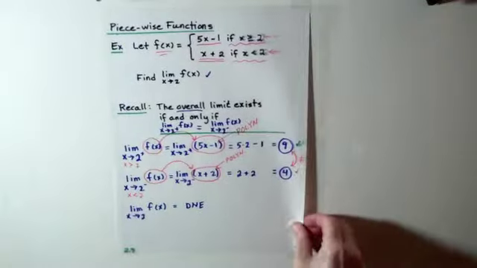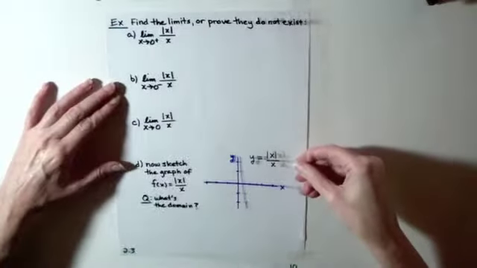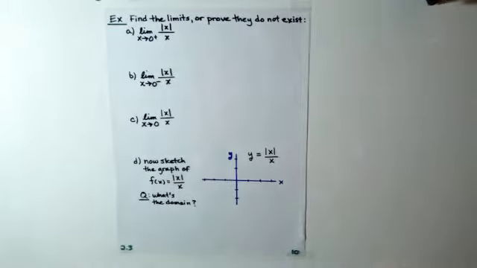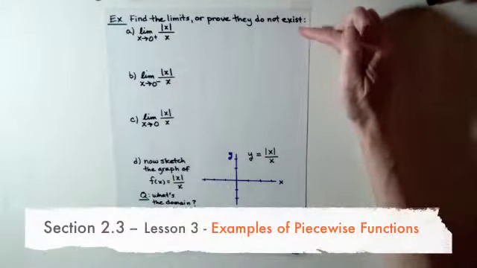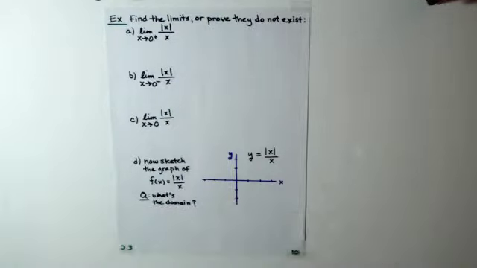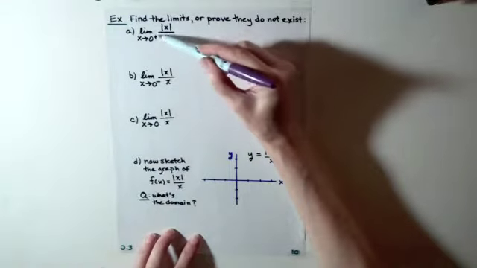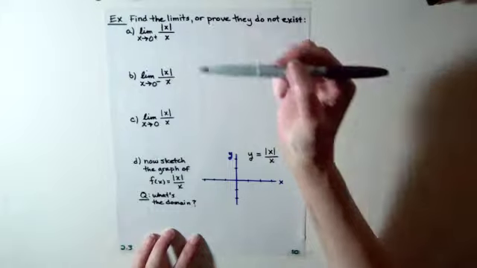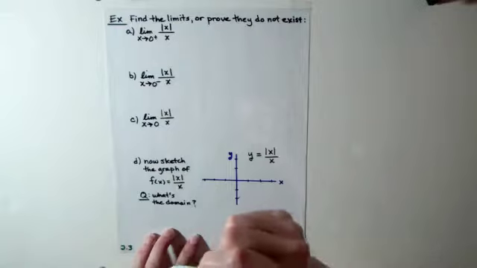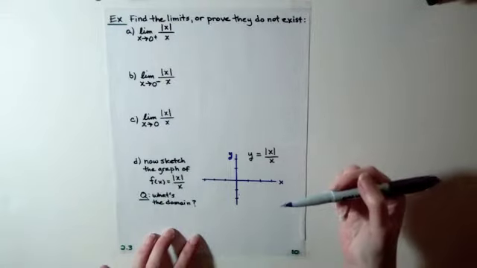And here we have some other limits that are similar to the one that we just did. We're given this example. We're asked to find the limits or prove they do not exist. And in this case, although it's not written as a piecewise function, it is a function that involves an absolute value of x. And you might remember that the absolute value of x can be written as a piecewise function. It's equal to x whenever x is greater than or equal to 0, and it is equal to minus x when x is less than 0. We'll review that as we go through.